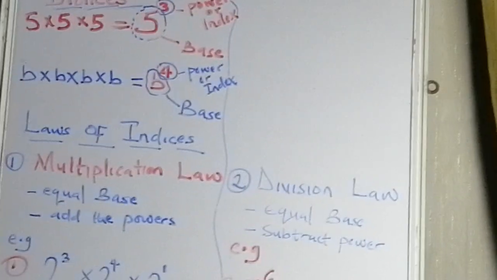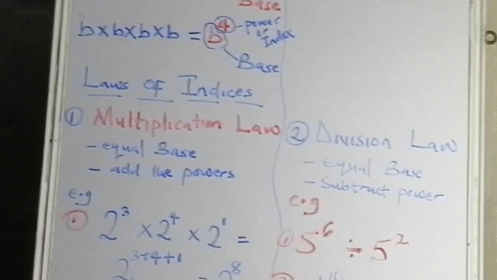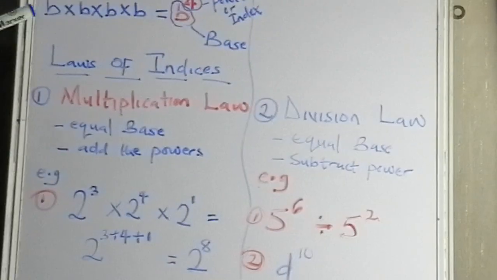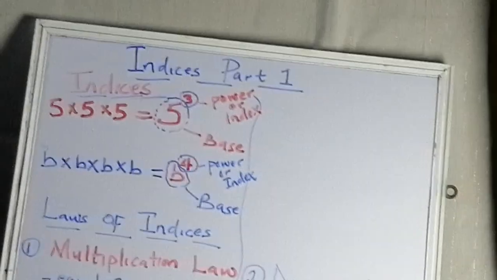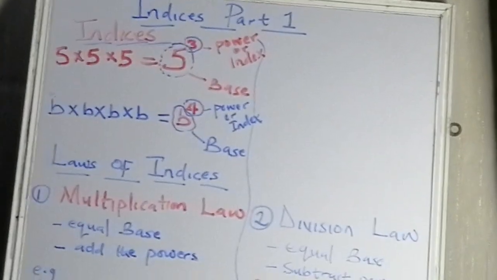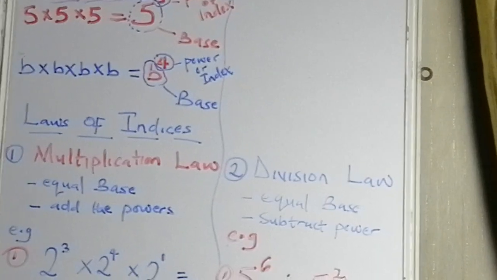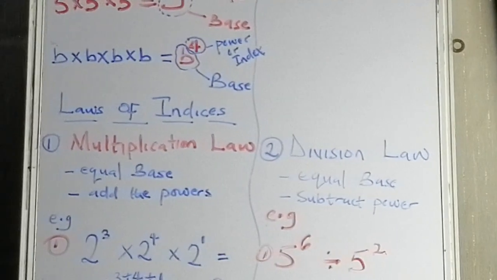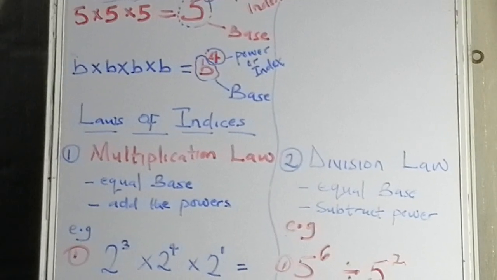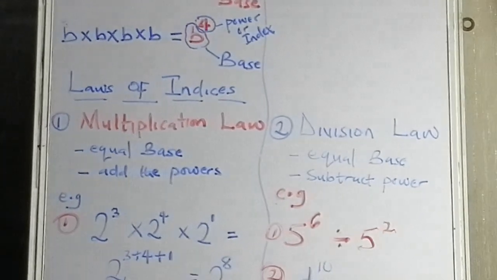So the method of shortening this particular B that I've written 4 times, and representing it with power, is what we call index notation. So that is very simple. It's very, very straightforward. Now to the major part of indices, we have laws of indices, like the way we have laws in SOL. Like I mentioned multiplication law in SOL, I also mentioned division law in SOL.